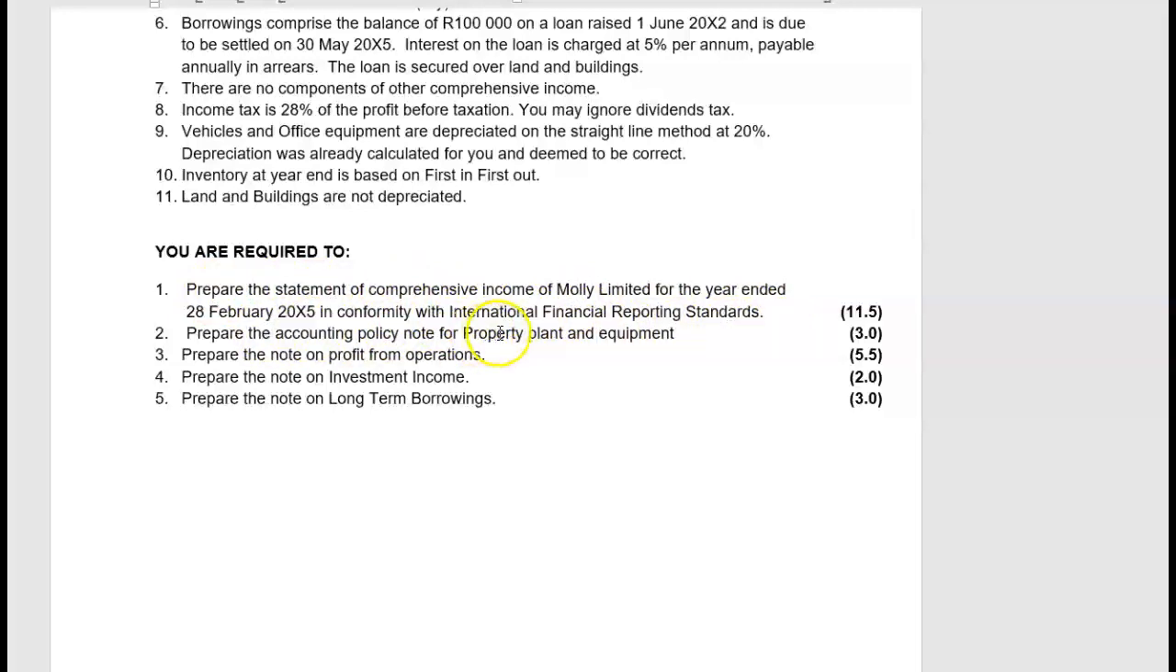You have to prepare the accounting policy note for property, plant and equipment. You have to prepare the note on profit from operations. Now this one, profit from operations, is my profit before tax note. It's the same note. Good. Let me type it out. Prepare the note on investment income. I've just spoken about that. And prepare the note on long-term borrowings.